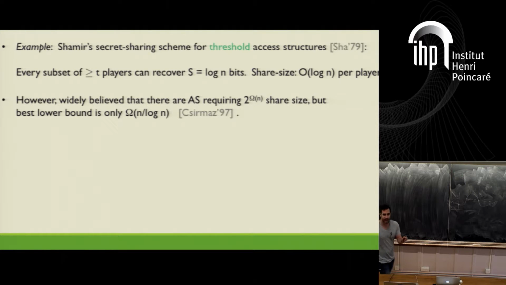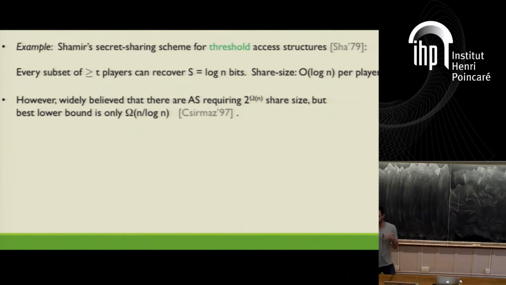However, what happens for general access structures, right? We saw an upper bound of 2 to the n, exponential, which is very unfortunate. We spent exponentially many bits to distribute just one bit of secret. In fact it's widely believed that this is optimal, that there are access structures that do require exponentially many bits just for a 1 bit secret. However, the best lower bound we have for this is not even linear, right?